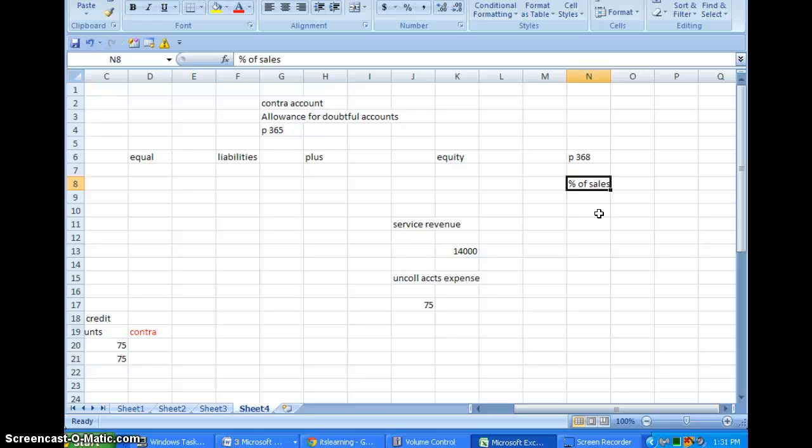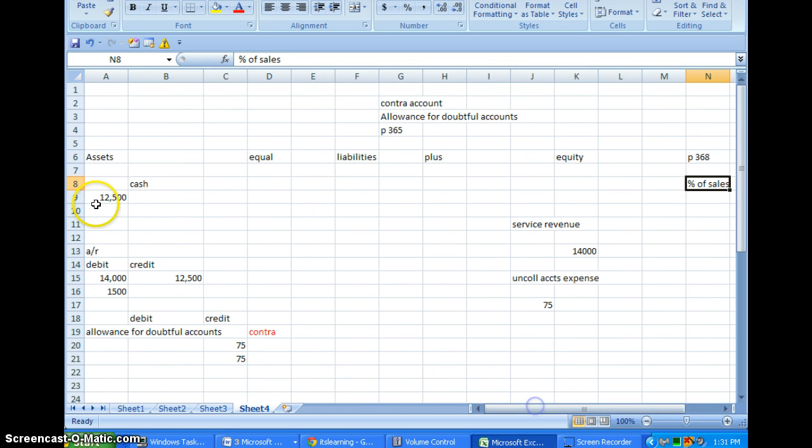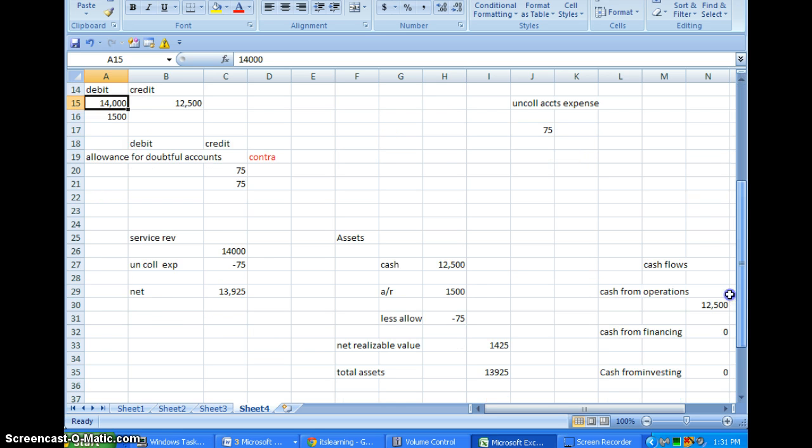So I'm going to start with the second paragraph down on page 368. At the end of 2013, ATS estimated uncollectible account expense to be $75 of service revenue on $14,000. So we see that right there. We have service revenue, $14,000, it's accounts receivable, and we have it booked under revenue as well. Service revenue, $14,000. And the allowance for doubtful accounts is $75.